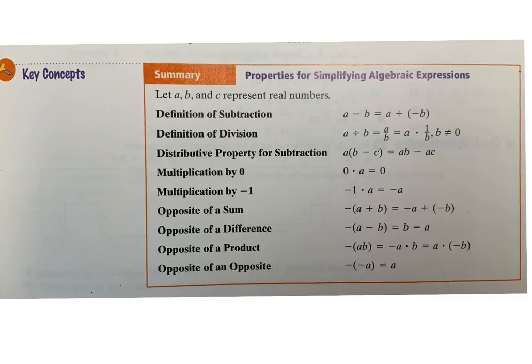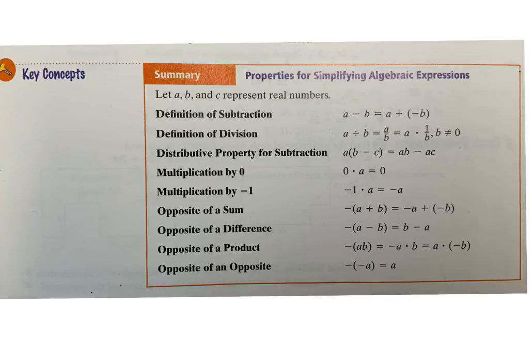Definition of subtraction. This has been since you started adding and subtracting positive and negative numbers. Subtraction is adding the opposite, okay? So a minus b is a plus a negative b. This helps when you have negatives butted up to each other or when you're just trying to decide whether your answer is going to be positive or negative. Division is multiplication by the reciprocal, which is why you can't divide by 0. 0 doesn't have a reciprocal. Distributive property for subtraction works the same as addition. You just have a subtraction in between them.